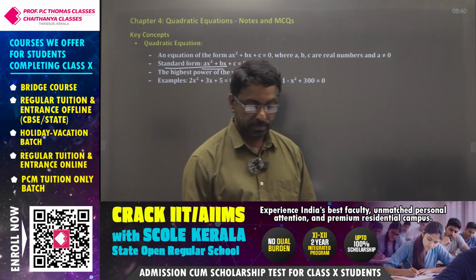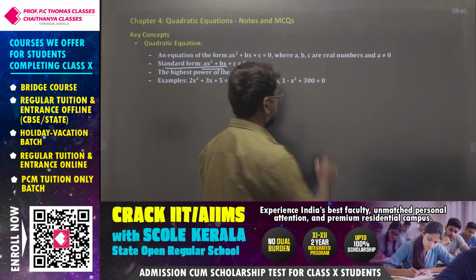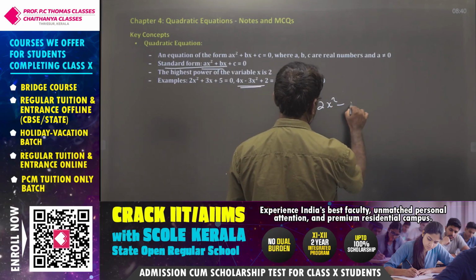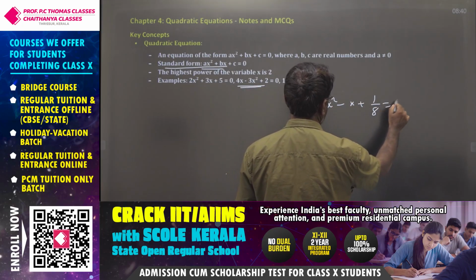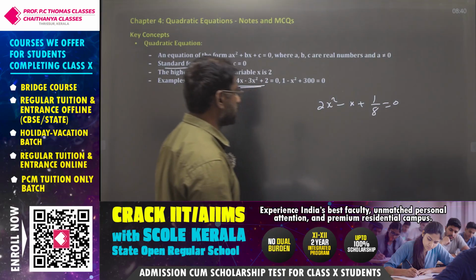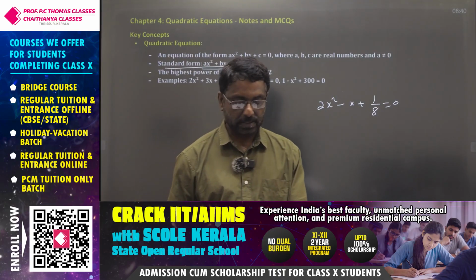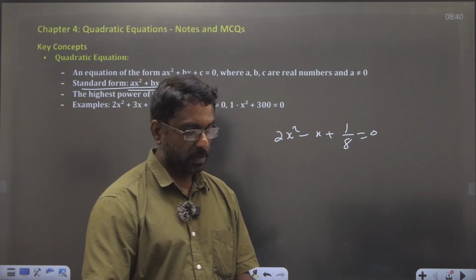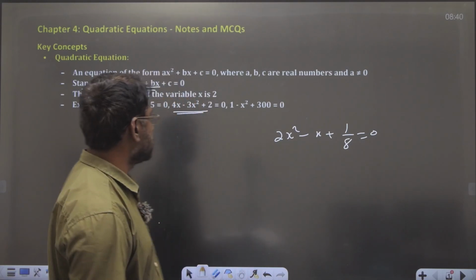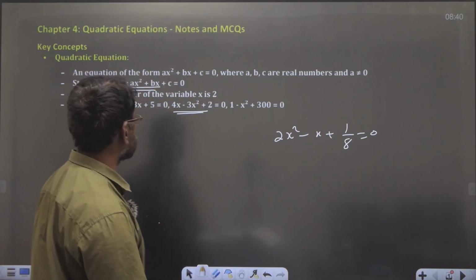Another question. 2x square minus x plus 1 by 8 equal to 0. Solve this quadratic equation using the method of factorization. So, first convert this equation into ax square plus bx plus c equal to 0.